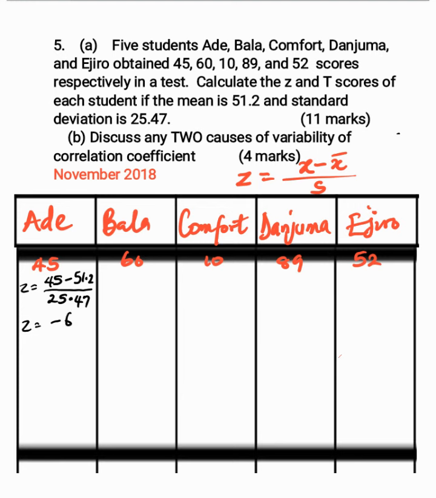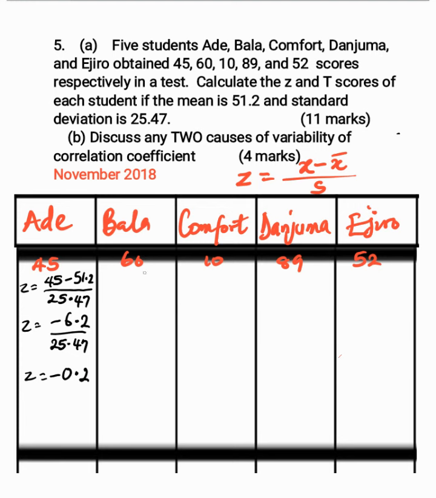So the z-score is going to be negative 6.2 over 25.47, and this will give us negative 0.2 approximately.